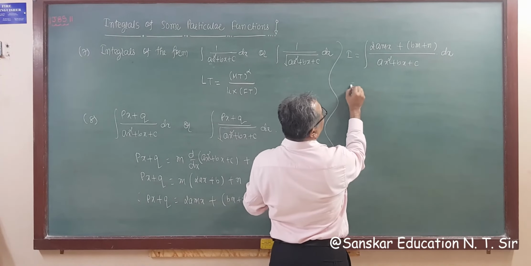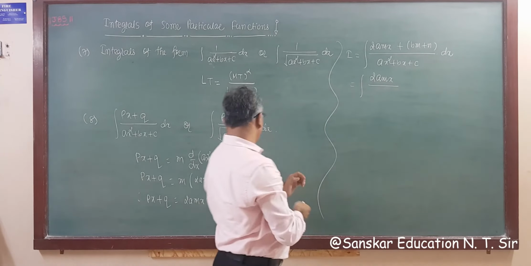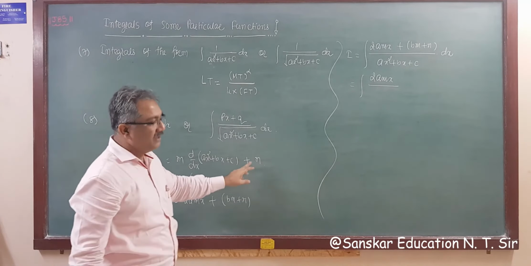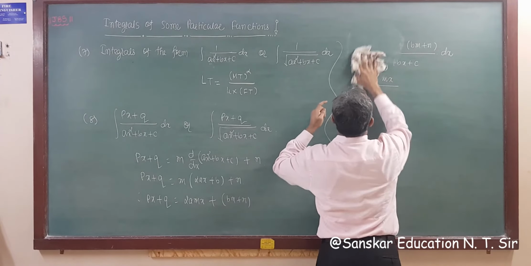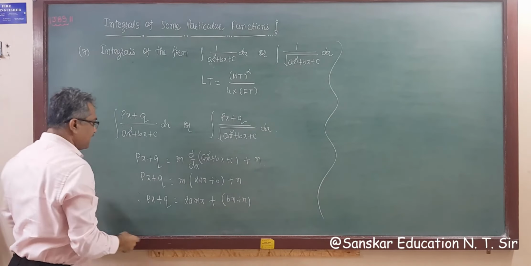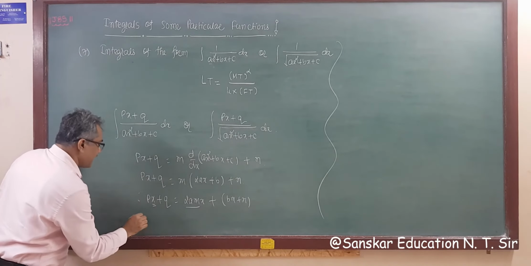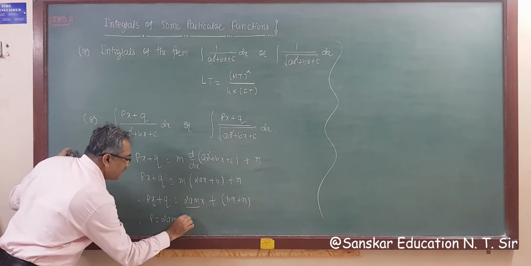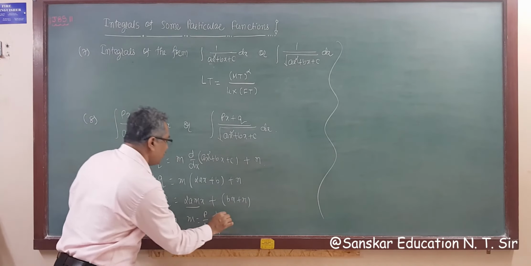Now taking them separately, this is what we get, 2amx. Now from here you have to find out the value of m and n, that we forgot. If you find the value of m by comparing both sides, the coefficient of x is p here, and the coefficient of x is 2am. So p is equal to 2am. This implies m is equal to p by 2a, and the constant is q.